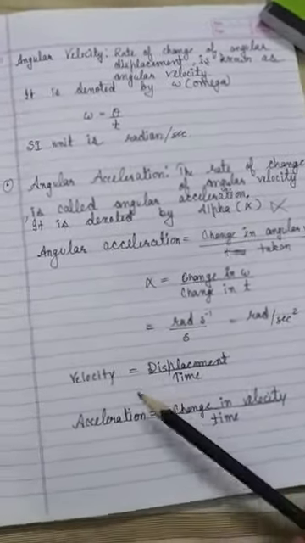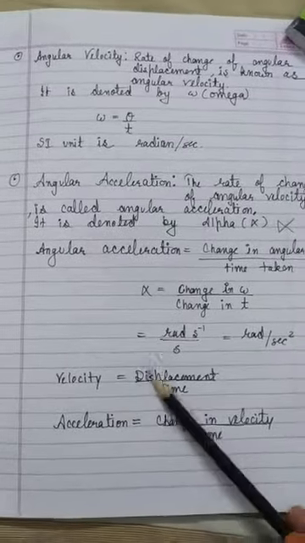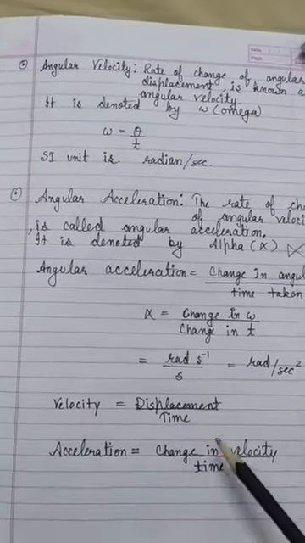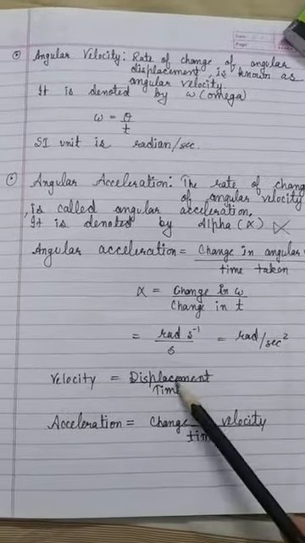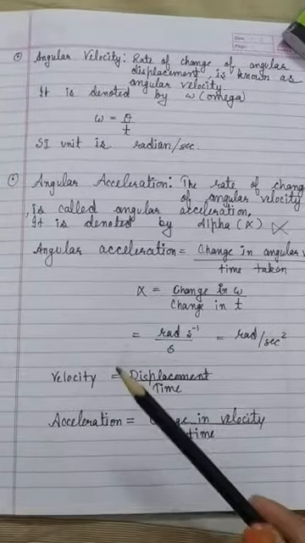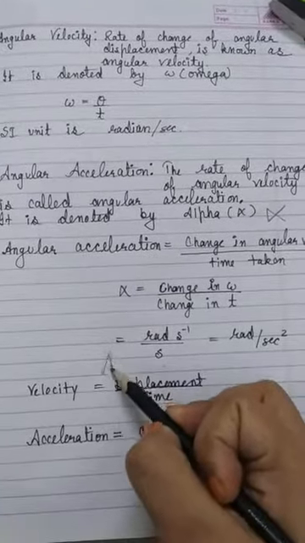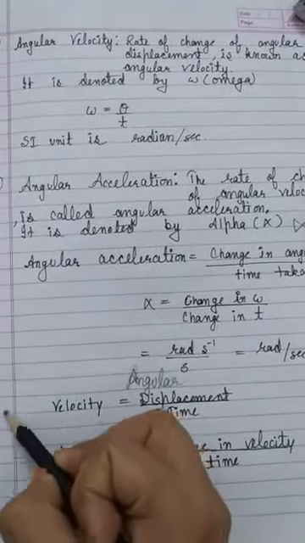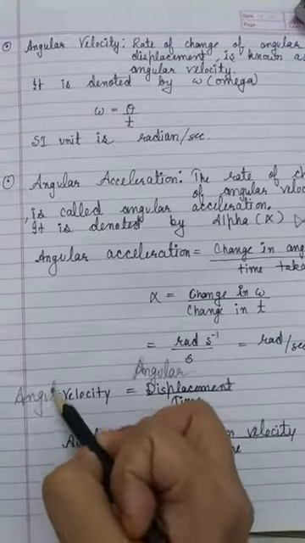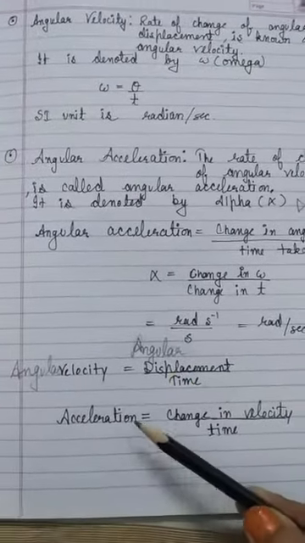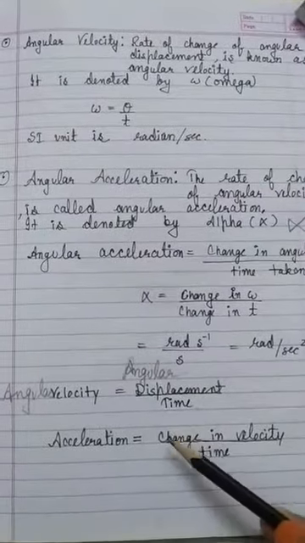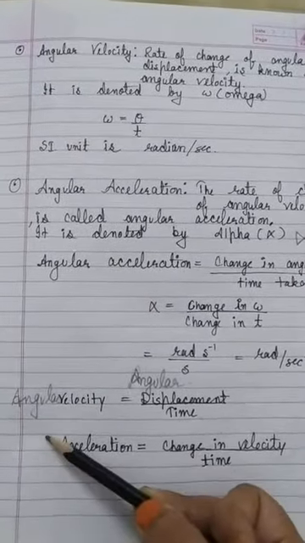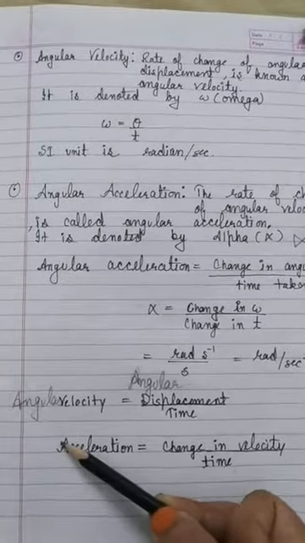So similarly, we can easily understand that velocity is displacement per unit time. Acceleration is change in velocity per unit time. अगर हम यहाँ पर angular word add कर दें, so this will become angular velocity. And in the similar way, if we add the word angular to change in angular velocity per unit time, then this is known as angular acceleration.